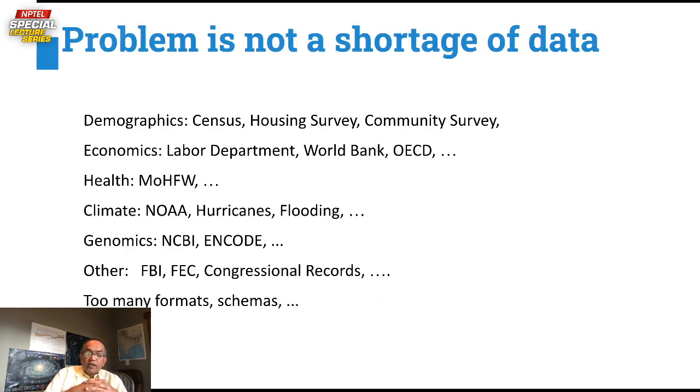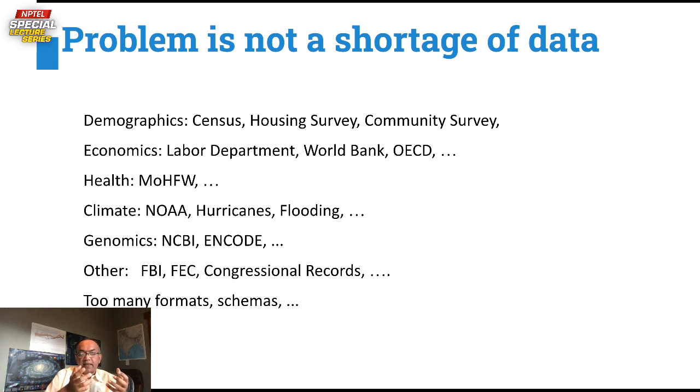So, if we're going to actually make a difference to the social problems we're talking about, we need a lot of data. The problem is not a shortage of data. Focusing on the US for a minute, because that's where Data Commons is based, if you look at demographic data, there is census, there's housing data, there's community data, economics, there's the Labor Department, there's the World Bank, there's the OECD from Europe. In health, in India, they have the Ministry of Health. You have CDC over here. Climate, you have a ton of data. If you go into the scientific areas, you have NCBI, ENCODE, and then the list goes on and on. And in fact, that is exactly the problem.